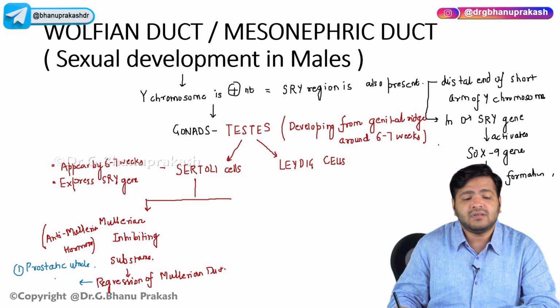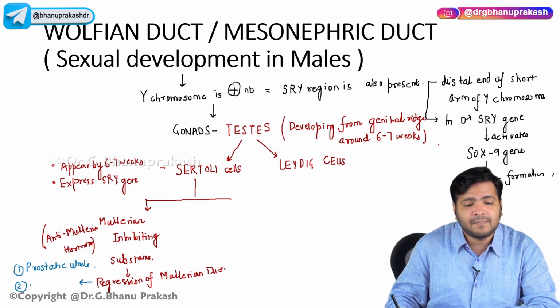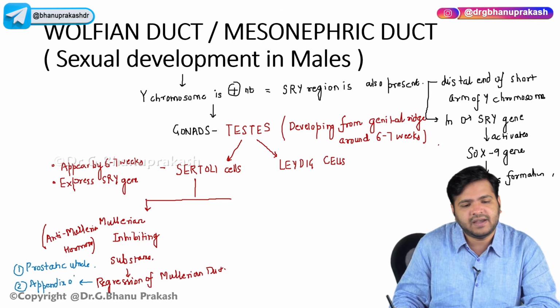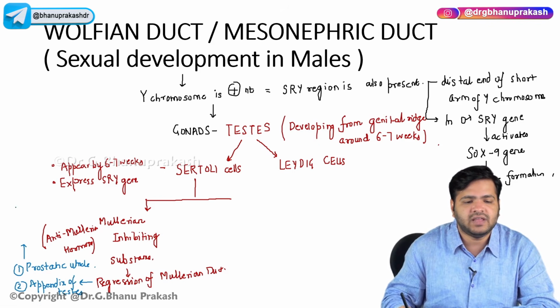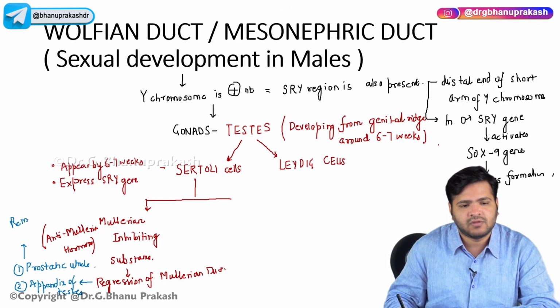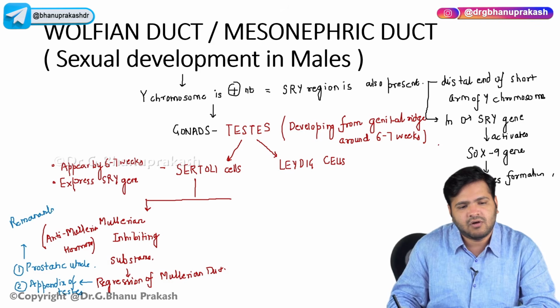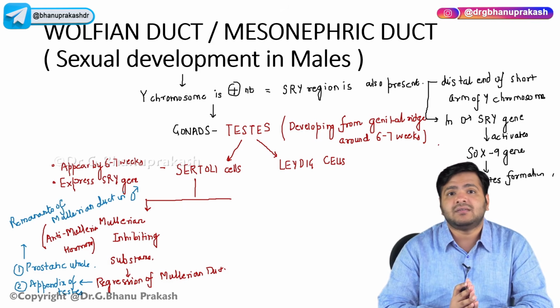and remember, there is another structure called the appendix of the testis, right? So these two structures are the remnants of the Müllerian duct in males. This was about the Müllerian inhibiting substance.